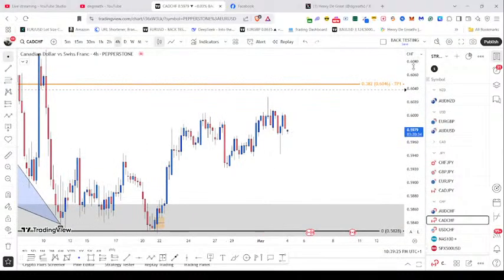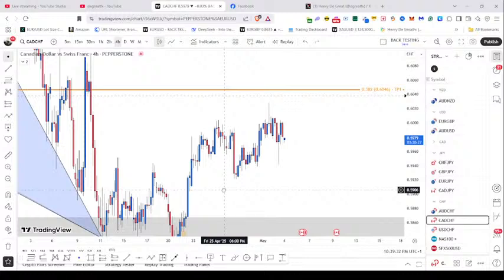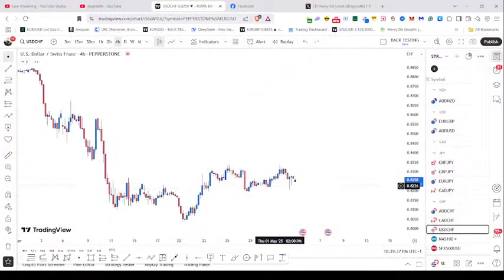Price has actually pushed back into this key level and given us rejection as well. So let's see what happens here. USD CHF, we don't have a setup on USD CHF.